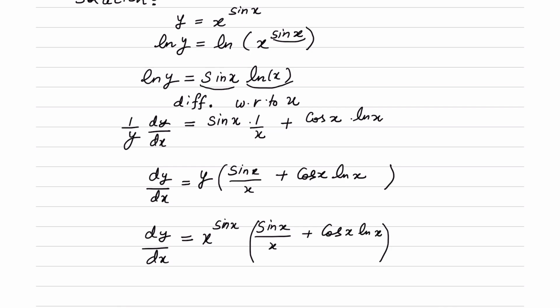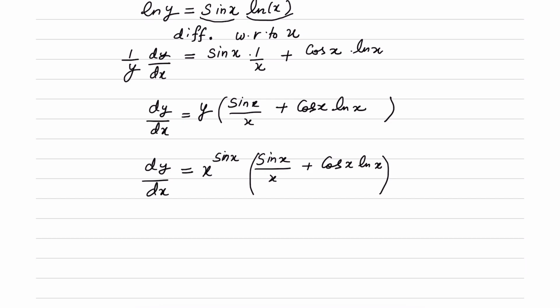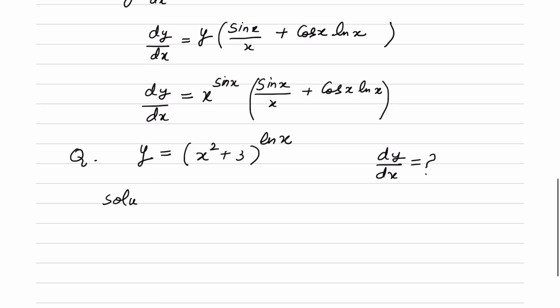So this is how we apply logarithmic differentiation to find the derivative. Let's attempt another question. We have to find the derivative for an expression y which is equal to (x square plus 3) whole power ln x, and you have to find dy by dx. Again, you can see here that the power of x square plus 3 is not a number, but something in terms of x. More precisely, it is ln x.